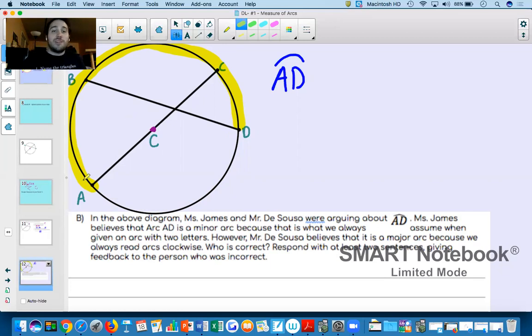Major arcs are arcs where the angle measure is greater than 180 degrees. So remember, a full circle is 360 degrees. If you know A to C, or remember this is supposed to be E. Let me change that. This is supposed to be E. So I goofed. A to E is half of a circle. So that's already 180 degrees. But if you keep going, that's going to be more than 180, right? So A to D, that would be the major arc.